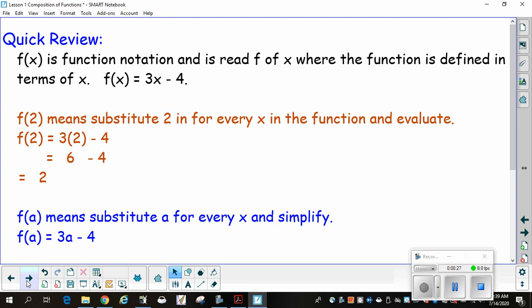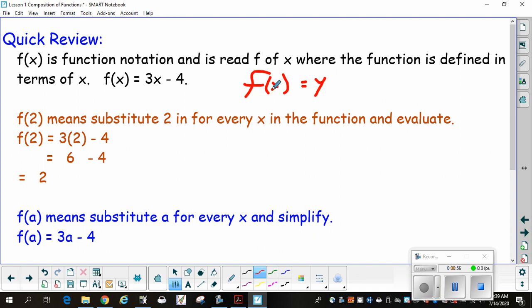You have to know function notation. It's read f of x, where the function is defined in terms of x. Here, if we take a look at f of x equals 3x minus 4, this is saying this function is defined in terms of the variable x. Remember that f of x is the same thing as saying y.